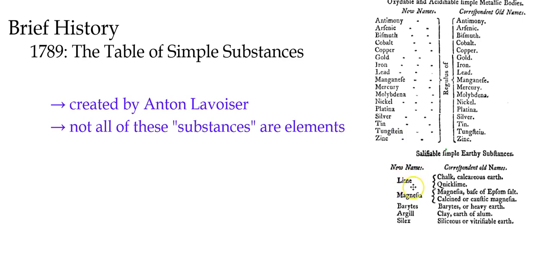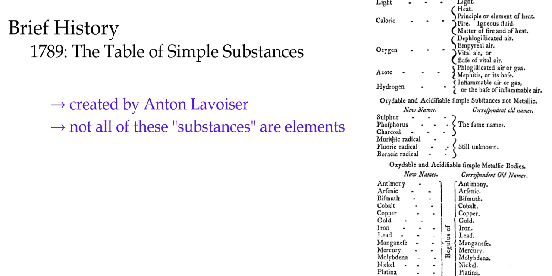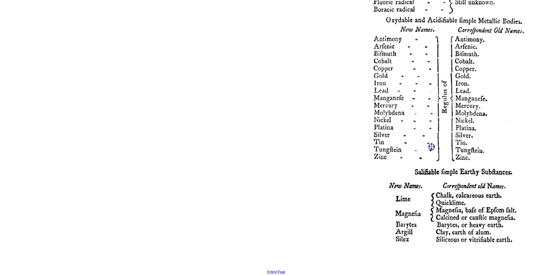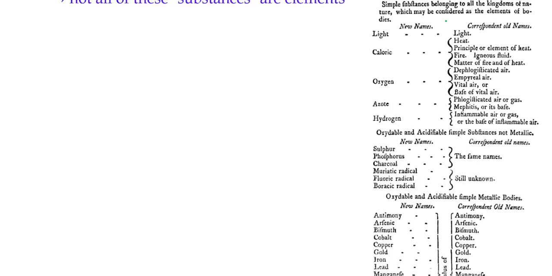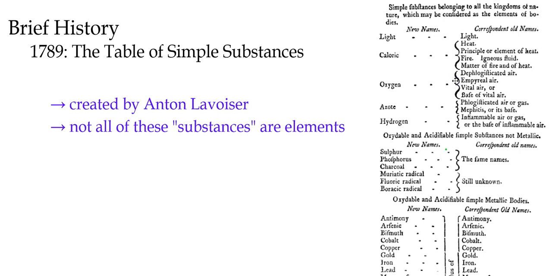Oh, here, look, this is not. Lime is not an element. Bartlett's, I don't even know how to say that word, not an element. Charcoal, not an element. A muriatic radical, who even knows what that is? Azote is not an element either. So not everything was an element, so we could not just keep this table.